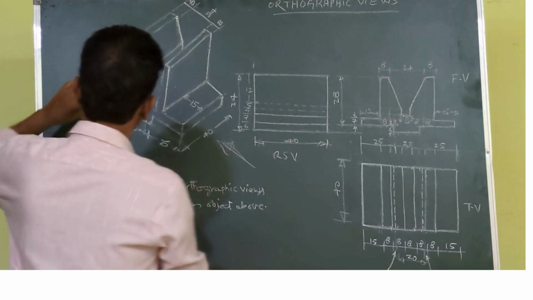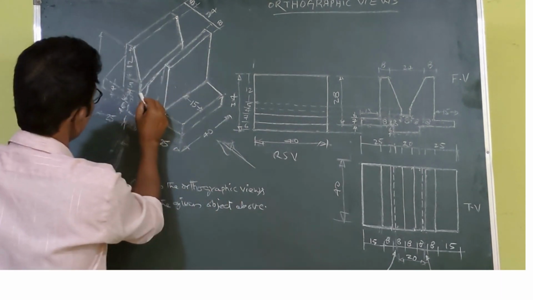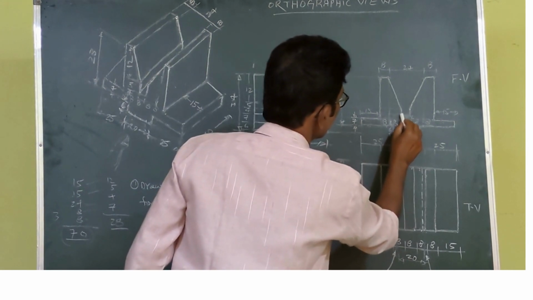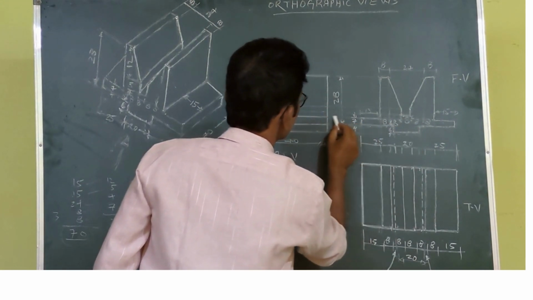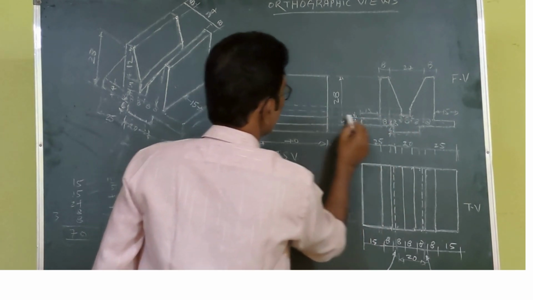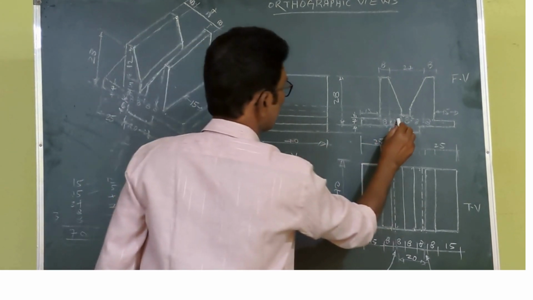After that there is a gap here. After 7, there is a 4 mm gap. From here to here, this part gap is 4 mm. This is also projected. Above that, this is the projector. I have shown here 4. This gap from here to here is 4.